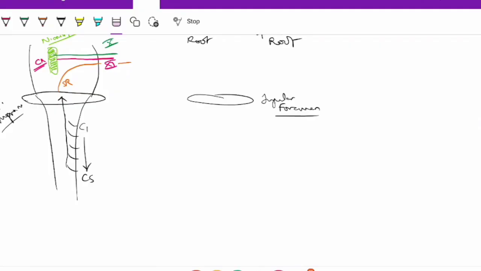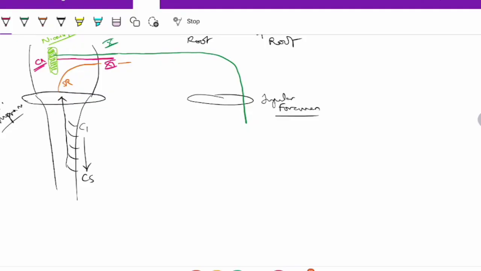There are two more structures which pass through the jugular foramen. One is the inferior petrosal sinus, and another is the sigmoid sinus. Anyways, we are not going into the cavernous venous sinuses or the dural venous sinuses as of now. We are talking about cranial nerves, so we'll strictly adhere to that. So here we are. Now your 10th cranial nerve comes and then exits through the jugular foramen.